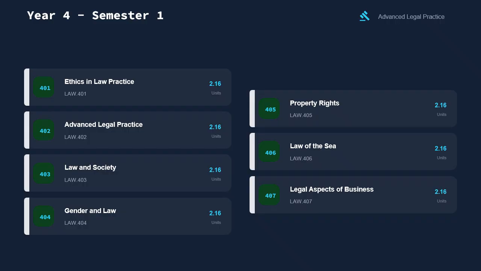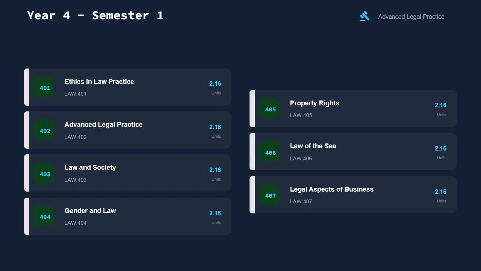Slide 10. Year 4, Semester 1, Advanced Legal Practice. Course, Law 402, Advanced Legal Practice. Foundations of Advanced Practice, Integration, Specialization, and Professional Development. 1.1 From Doctrine to Practice, Integrating Knowledge Across Substantive Areas.